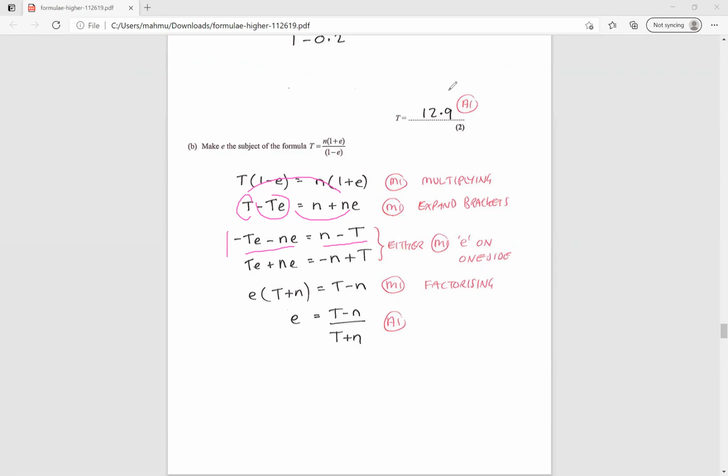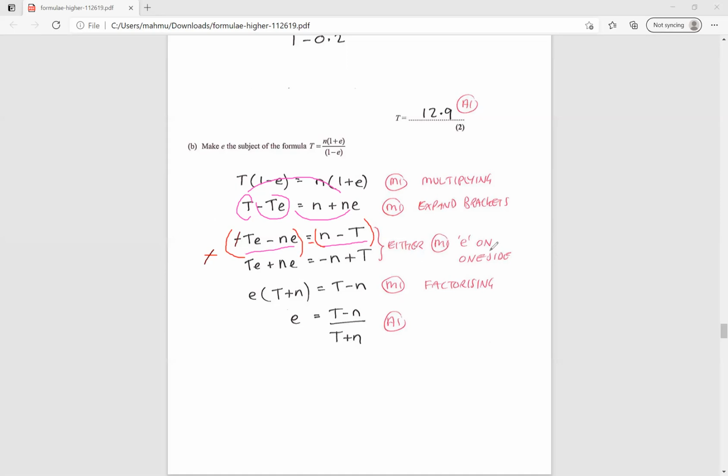Let me use a different color. So this is tricky. I don't think you will be expected to do this. To make this a plus, they minus this side by minus. And if they minus this side, they have to also minus this side. So now this minus cancels out this minus. And this minus and minus makes it a plus. You've got minus here, that's minus n, and minus makes it a plus. So they minus both sides.